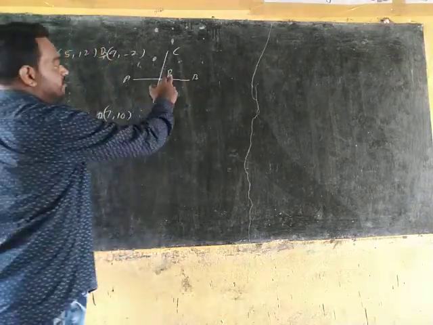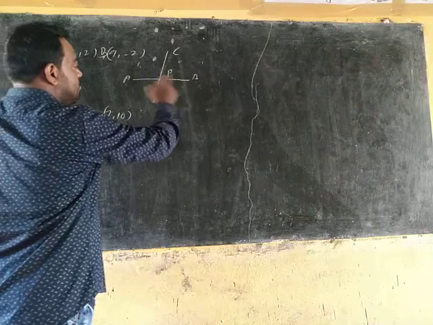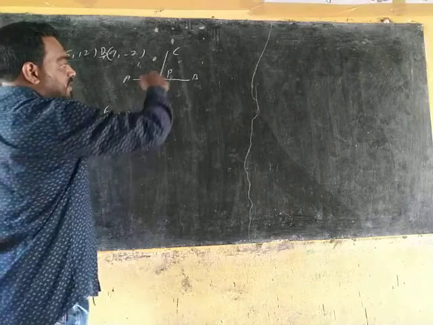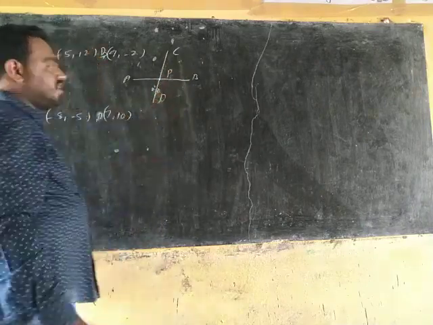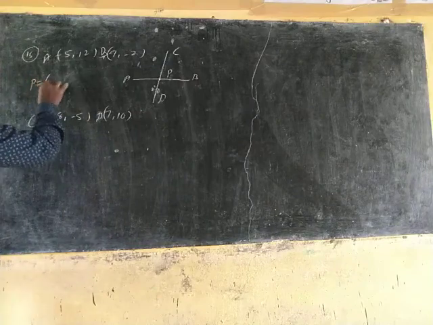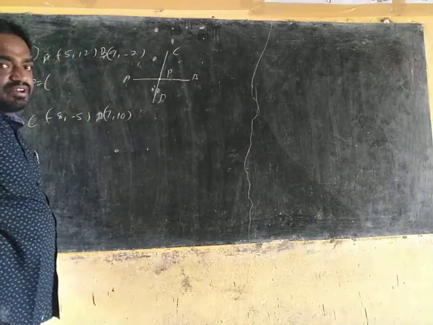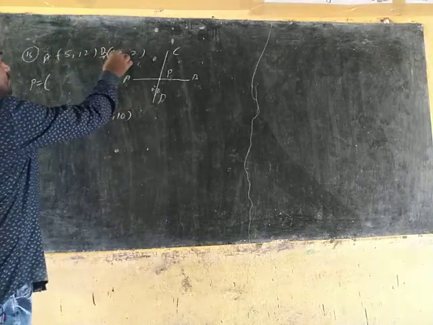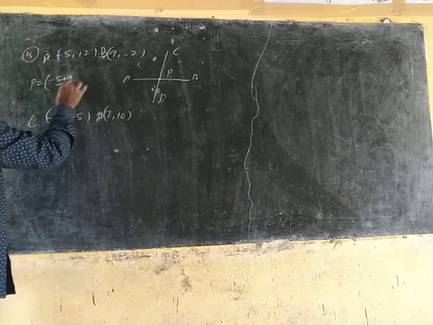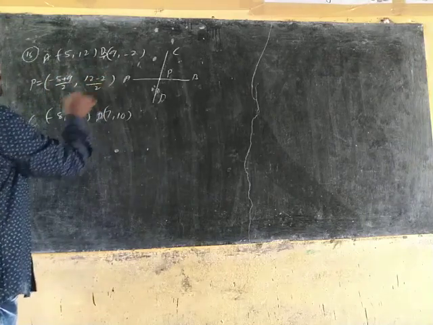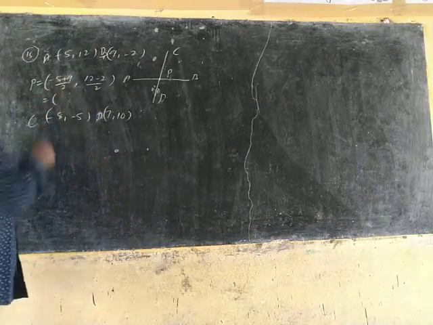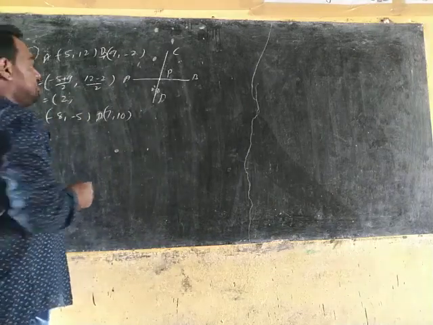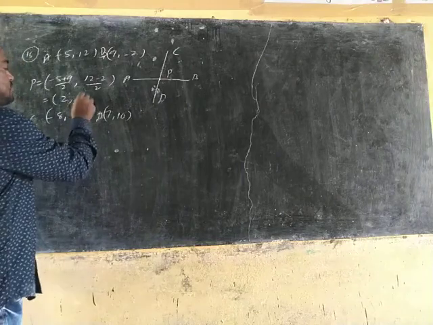What is the P here? P is the midpoint of AB. So what we need to find? P dividing ratio of CD we need to find. So P is equal to what? Midpoint formula: (x1 plus x2) by 2, (y1 plus y2) by 2. So (-5 plus 9) by 2 comma (12 minus 2) by 2. This is equal to 4 by 2 is 2, next 12 minus 2 is 10, 10 by 2 is 5.